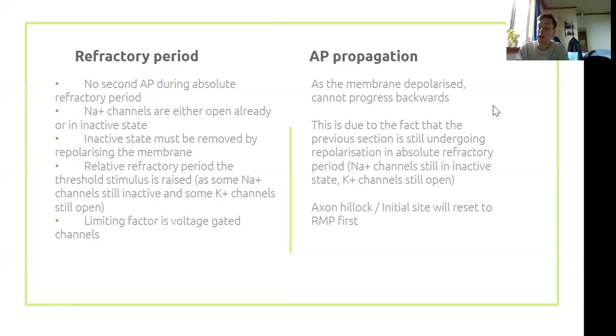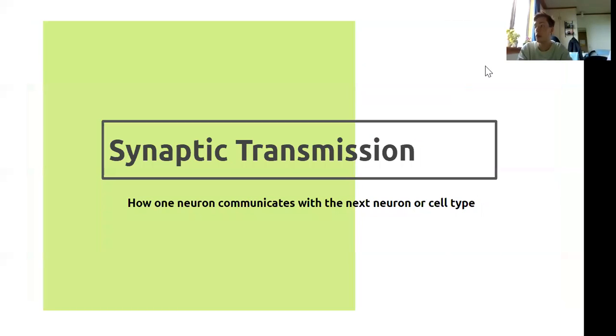Another thing with action potential propagation is that it's unidirectional, it can only go one way because of this refractory period. So if you're going along and this part's in the refractory period and this part's not, this part can be depolarized, but this part can't because the sodium channels are inactivated. And then the initial site of the action potential will be the first to be reset. Cool.